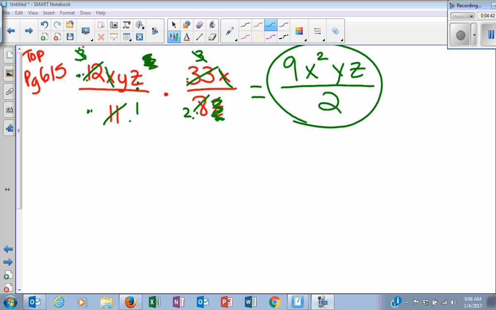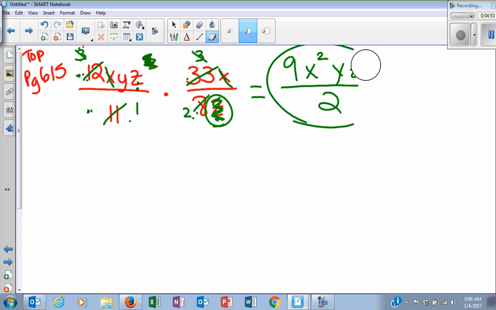Now there's one thing I should have talked about before we did this. Before we cancel things out, we need to look at restrictions. So actually I need to erase this. And remember I canceled out a z. X, y, z.